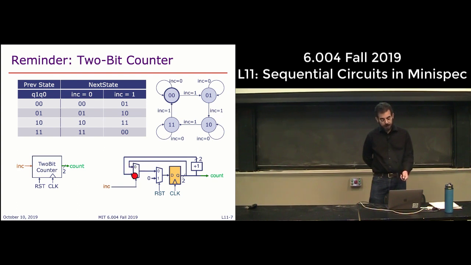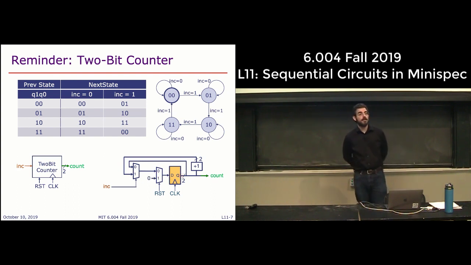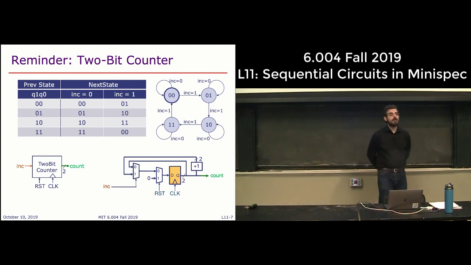So if inc is 0, we want to retain the current value. So we take the current output, just feed it back to the input. Now if inc is 1, we want to take the current value, compute this value plus 1, right, and then produce a 2-bit value, then we feed it back to the input of the register. And so at the end of this cycle, this register will sample its own value plus 1, and then it will propagate it starting on the next cycle, right?